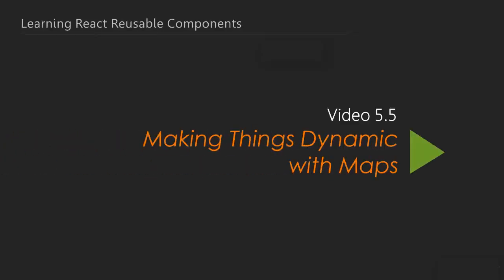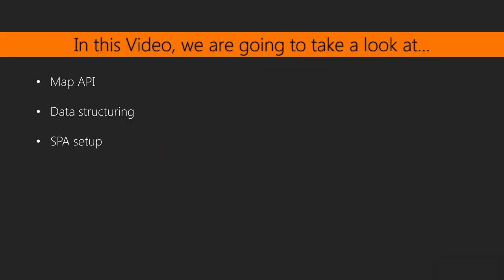To enable our menu to be even more dynamic, we're going to use the Map API. So that's what we're going to do. We're going to introduce ourselves to the ES6 Map API. I really like the Map API. Let's see it in action as we use it to data structure our SPA site.